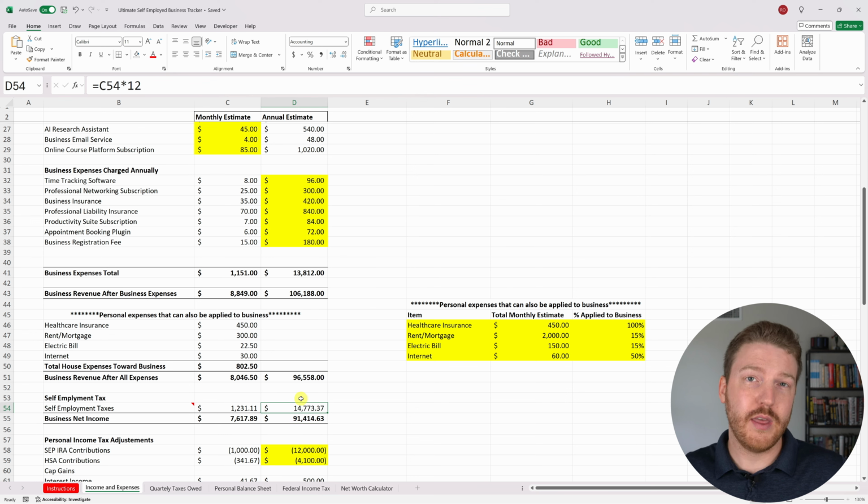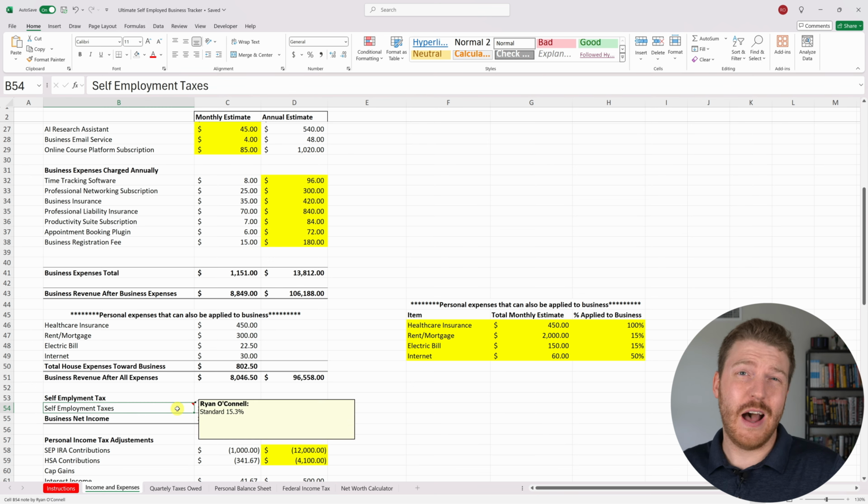And that is one thing as a self-employed individual that really stinks, because if you work for someone else, you pay half of this. You basically pay 7.65%, and then your employer pays the other 7.65%.